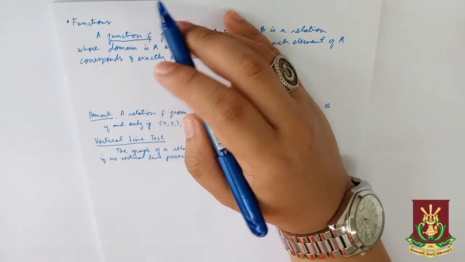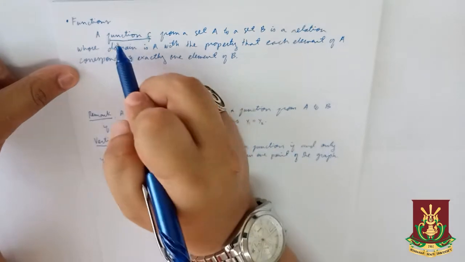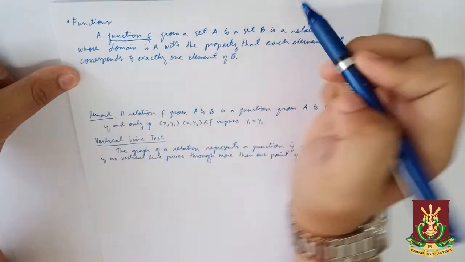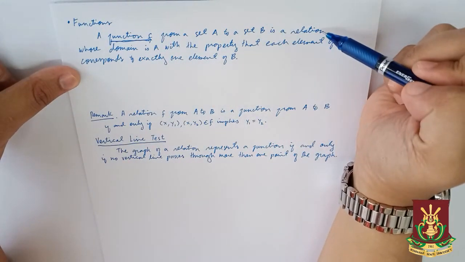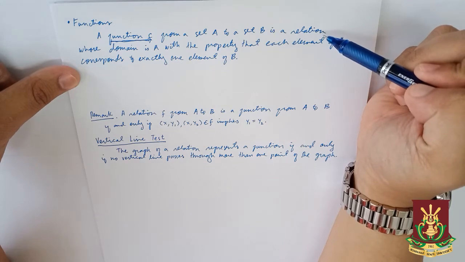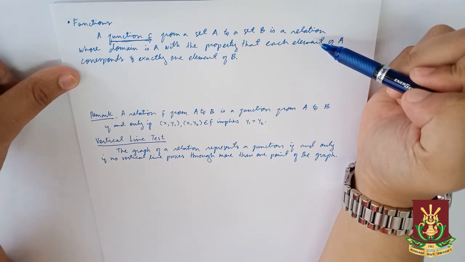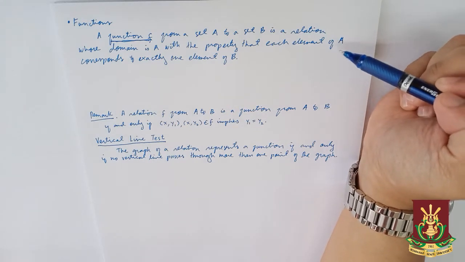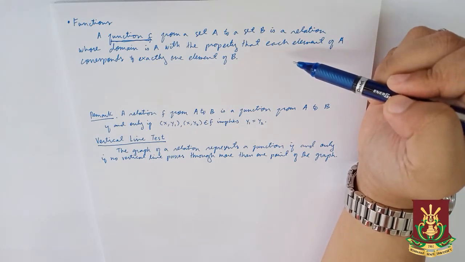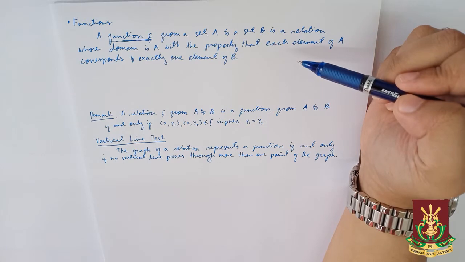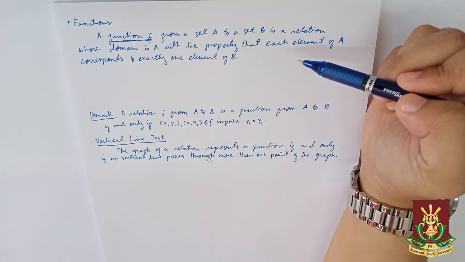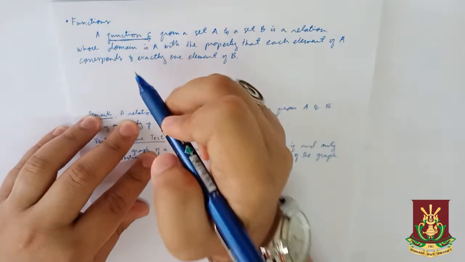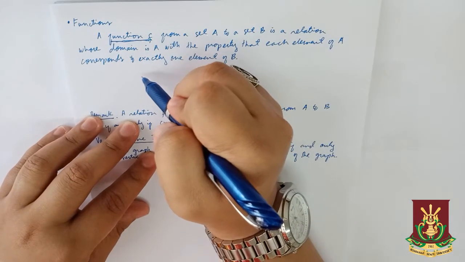We will define a function f from a set A to a set B to be a relation whose domain is A with the property that each element of A corresponds to exactly one element of B. In other words, no element of A corresponds to two or more elements of B. See for example the following mapping diagrams.